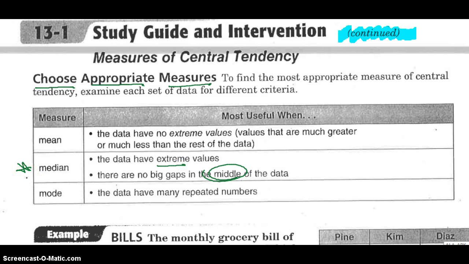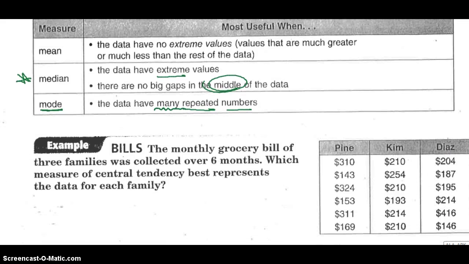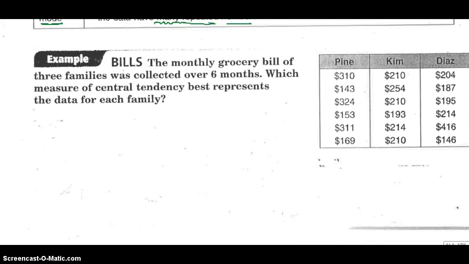All right, and mode is when there's a lot of repeated numbers. We saw that sometimes you do not have any repeated numbers. So when there's repeated numbers, then it's a good idea to use mode. I won't say when there's repeated, but when there are many repeated numbers. So let's look at the example below and see if we can decide which measure of central tendency we should use. All right, this is our monthly grocery bill.